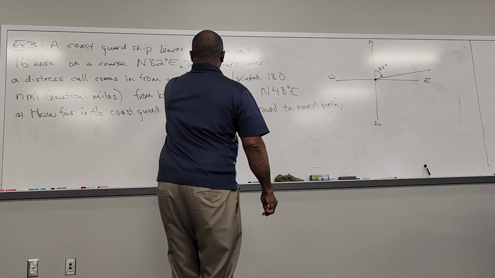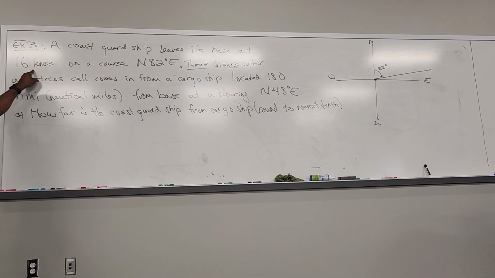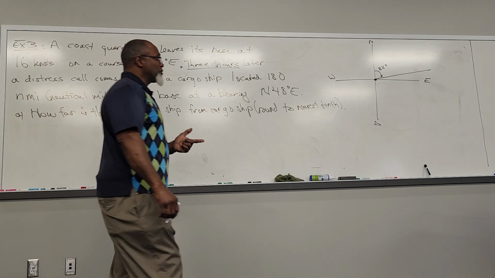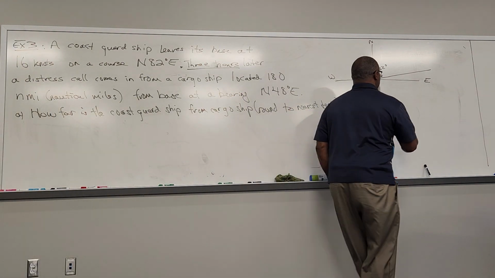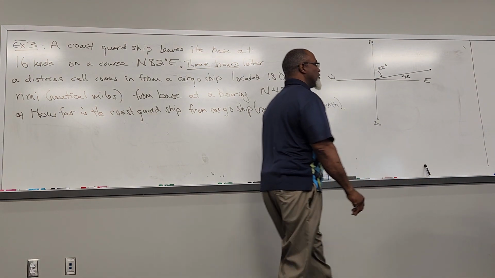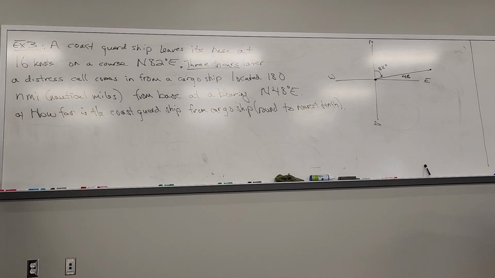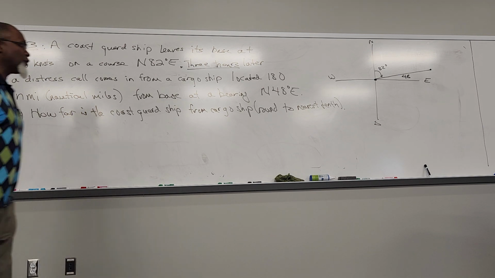And that ship traveled for how many hours? 3 hours. He's going 16 knots for 3 hours, and 3 times 16 is 48. So he's traveled a distance of 48 nautical miles. That's that first ship. Now, 3 hours later, the distress call comes in from a cargo ship located 180 nautical miles from base at a bearing north 48 degrees east.